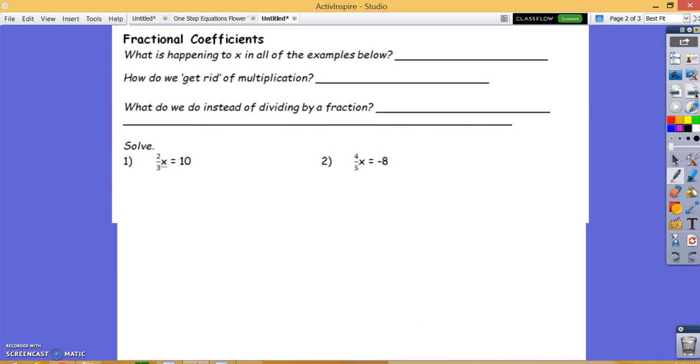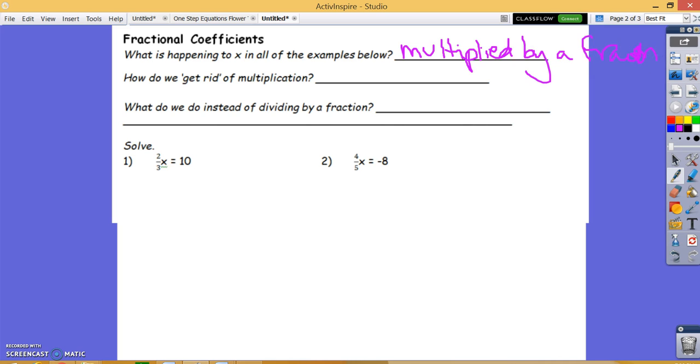What is happening to x in all of the examples below? Well, you can see, and you can see actually more of them on your paper than I can see on my screen, but they are all being multiplied by a fraction.